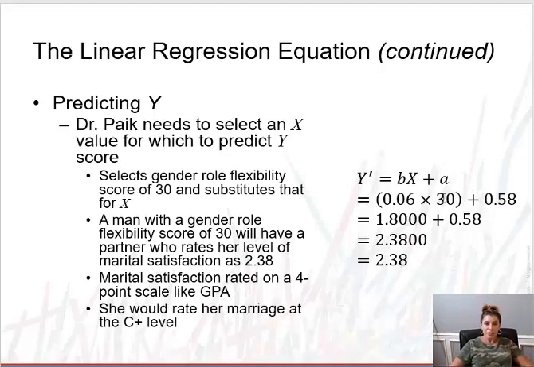So the predicted value of y, if we have a value of 30 for x, would be 2.38. So what this is telling you is if a husband took the gender role flexibility instrument, and if he scored a 30, the wife's predicted marital satisfaction would be a 2.38.